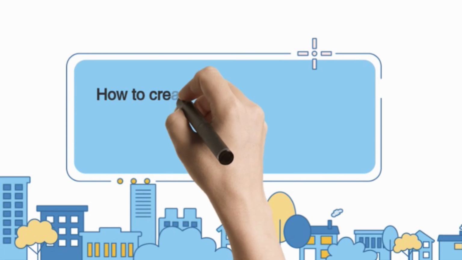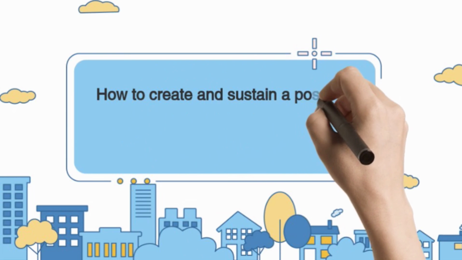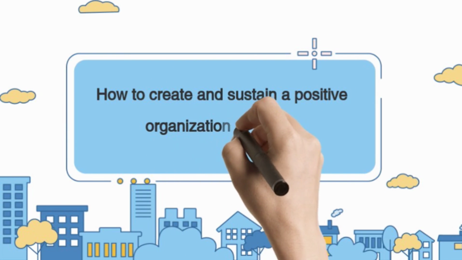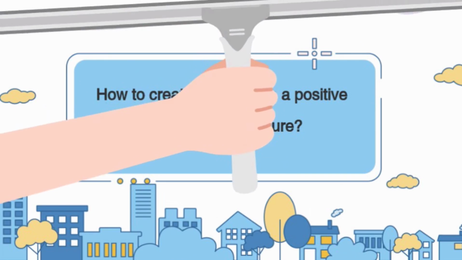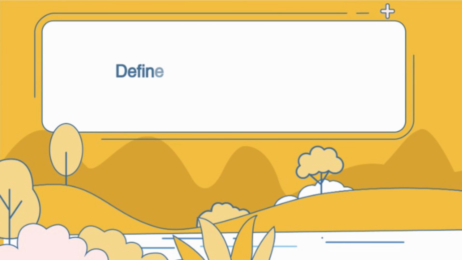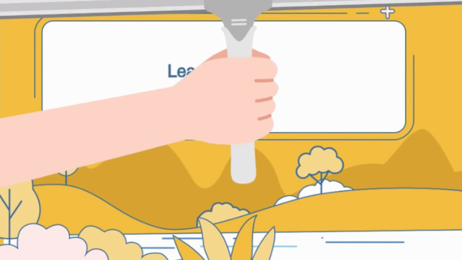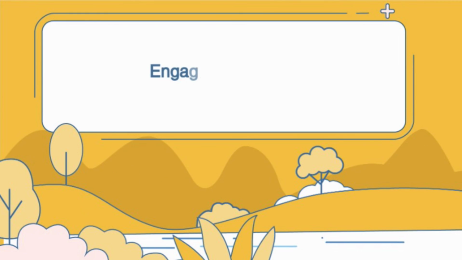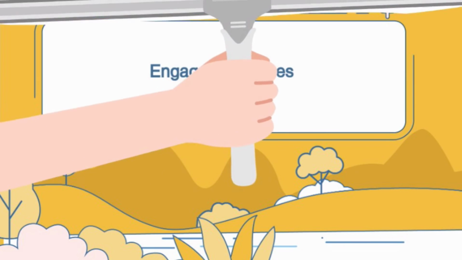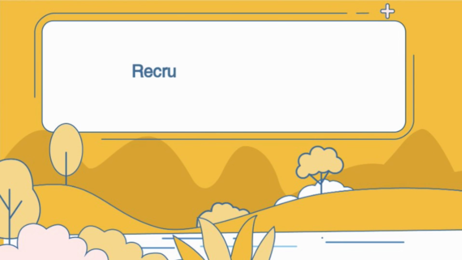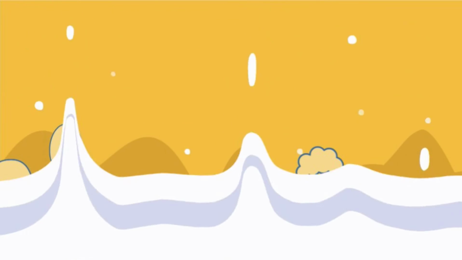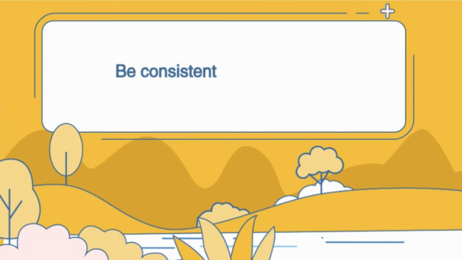There are 5 steps to sustain and create a positive organizational culture. First, you have to define your core values. Second is to lead the way. The third one is to engage employees. The fourth one is to recruit the right people. The last one, the fifth, is be consistent and be patient.